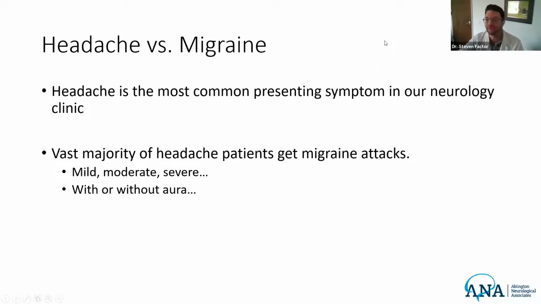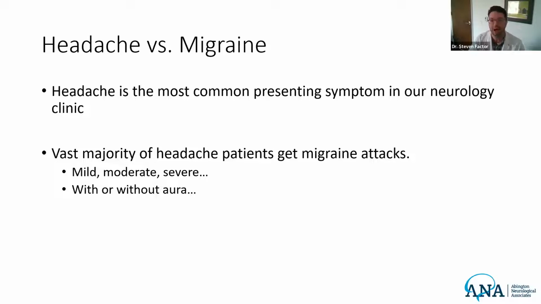So what is headache versus migraine? Headache, first of all, is actually the most common presenting symptom in our neurology clinics. It's incredibly common, and a vast majority of headache patients get migraine attacks. And no two migraine patients are alike. Some people have mild migraines, moderate migraines, severe migraines. Some people have an associated aura, about 30% of patients do, and other patients never have an aura in their entire lives. Some people have 3 migraines a month, some people have 25, some people have daily persistent migraine headache.